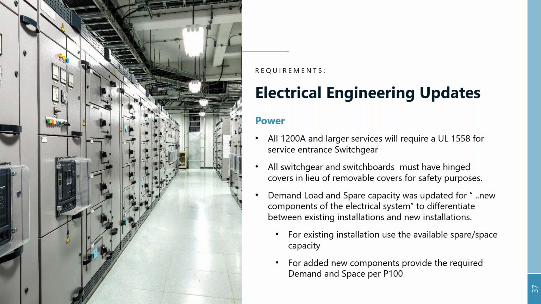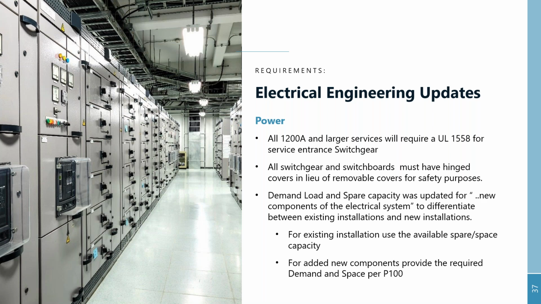We go to changes on the power, where right now they are requiring that all 1200 amp and larger service switchboards become switchgear, by UL 1558, for service entrance. So any services that you have at 1200 amps or more must be service entrance switchgear, no more switchboards. Wall switchgear and switchboards must have hinged covers in lieu of removable covers. That helps the maintenance crews make sure that, by mistake, they are not going to drop the removable covers on the breakers and create unsafe conditions.